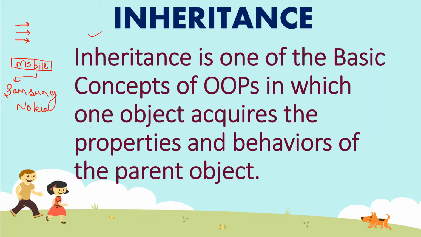So in inheritance, one object acquires the properties and behaviors of the parent object, just like Samsung and Nokia are the child objects, and they have the properties of the mobile class. The mobile class is the parent class and Samsung and Nokia are the child classes, which will have the same code, so that we are not repeating the code and we are not wasting our time.